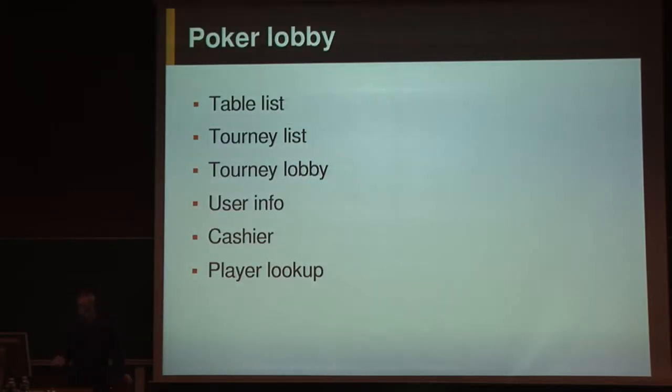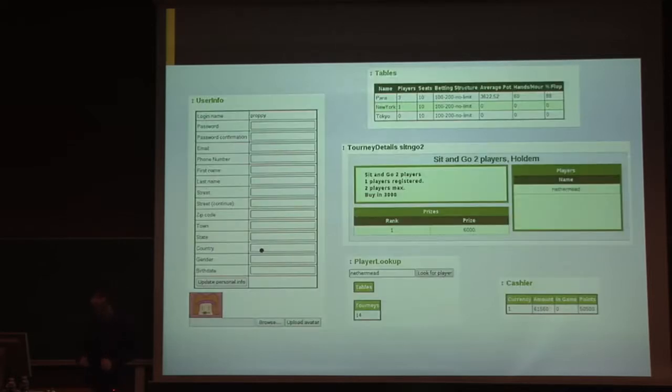So there is also not only the table, but also the lobby, which is good at displaying the table list, tourney list, user info, cashier, or the amount of money you have, and a search box for searching for a particular table or player. So this is how the widget looks like.